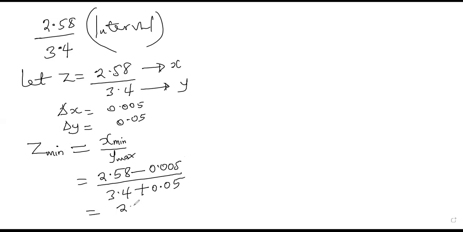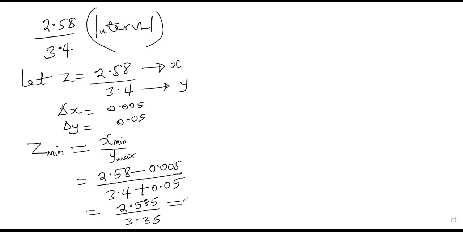Yes, teacher. So this is 2.585 after adding the error, over 3.35. Did they tell us the decimal places in which they want the answer? No, they did not tell us. So since they didn't tell us, let's appropriately put 4 decimal places.